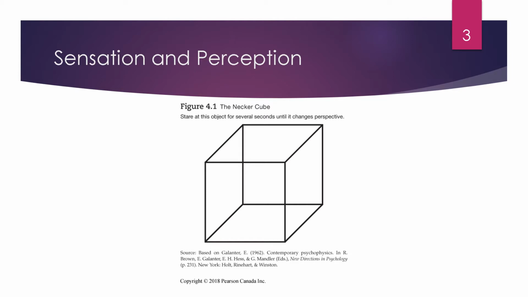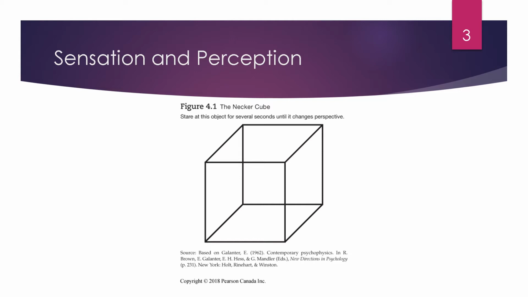So sensation and perception basically refers to the fields that not only talk about how we take in sensory information, which is that sensation aspect, but also how we convert that energy into neural impulses and interpret it in our brain. So that will be more the perception aspect.